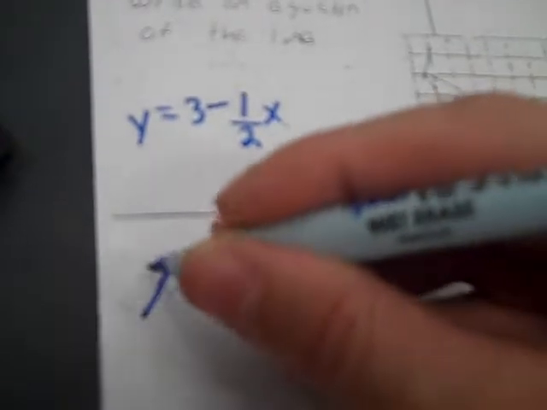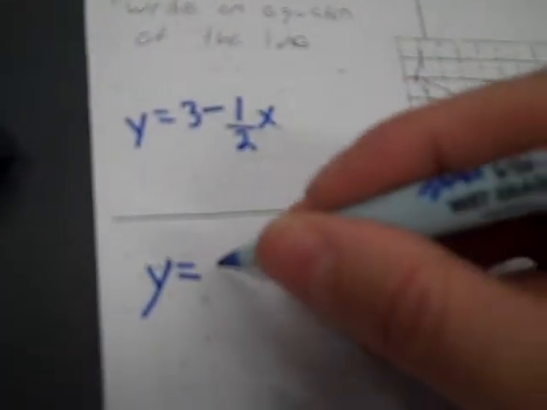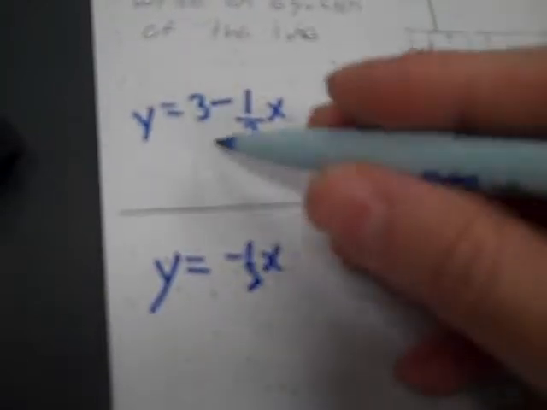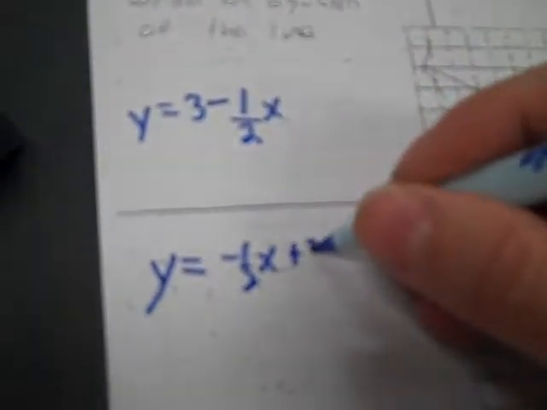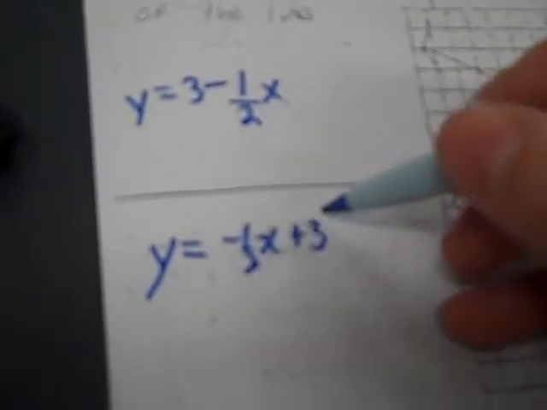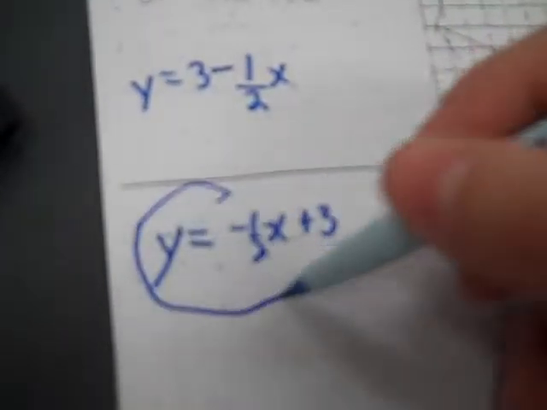Now, one thing you have to do, though, and this is kind of a rule that you don't like, you need to put the x first. So it's negative 1/2 x, and then 3 is positive, so plus 3. You need the x term first, then your constant. There you have it. There's the equation.